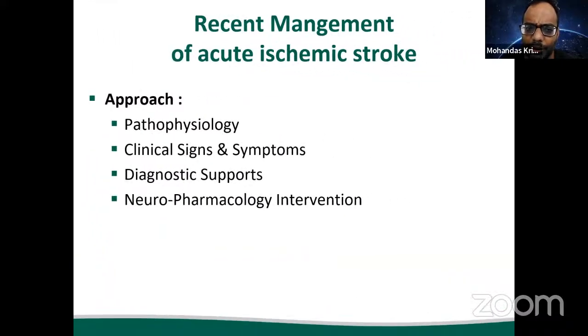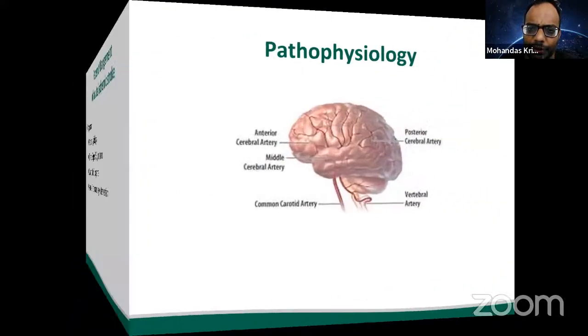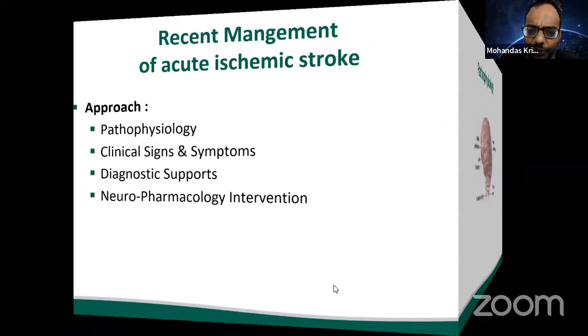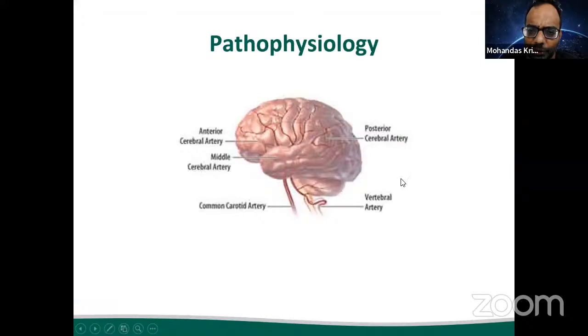So already I told you, clinical science and system, diagnostic support, neuropharmacology interventions. So we will see what the approaches are. This is the pathophysiology of the disease. So here you will see the anterior cerebral artery, the middle cerebral artery, and this is the vertebral artery. This is the common carotid artery. Then it is divided into the middle cerebral artery, anterior cerebral artery, and posterior cerebral artery. So this is the main pathophysiology.